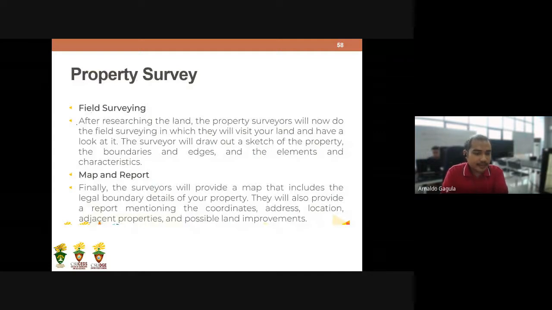So next part of the general methodology of the property surveying is the field survey. So after the researching of the land, the property surveyors will now do the field surveying in which they will visit your land and have a look at it. The surveyor will draw out and sketch the property, the boundaries and edges, and the elements and its characteristics.